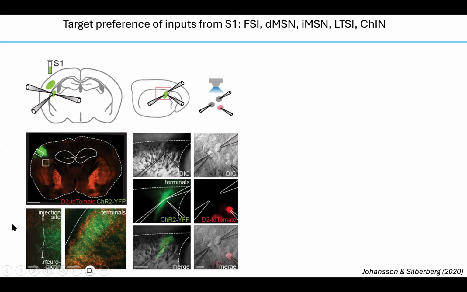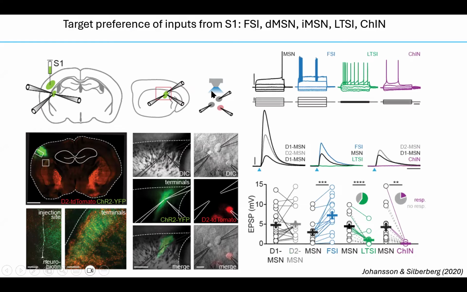Okay, so in these experiments, we expressed channelrhodopsin in cells in S1, primary sensory cortex, and recorded from identified neurons in the striatum and stimulated with light the axons that come to the striatum. The idea is to record simultaneously from different types of neurons, either projection neurons, the MSNs in the striatum, or parvalbumin neurons, or somatostatin neurons, or cholinergic interneurons, and see how the cortex talks to the different elements of the striatal circuit. And this is how the experiment looks like.